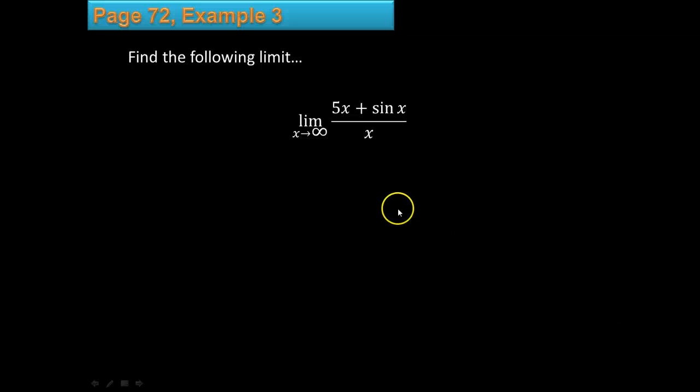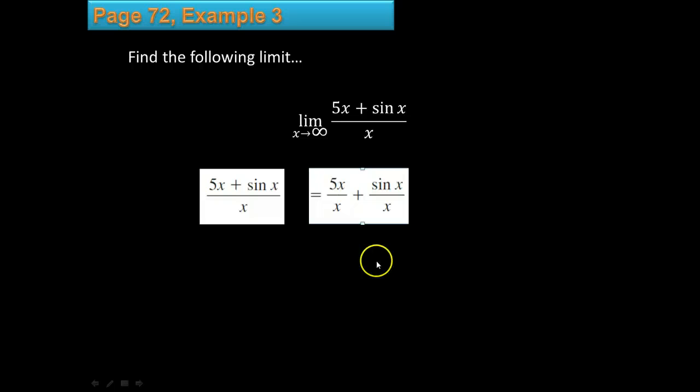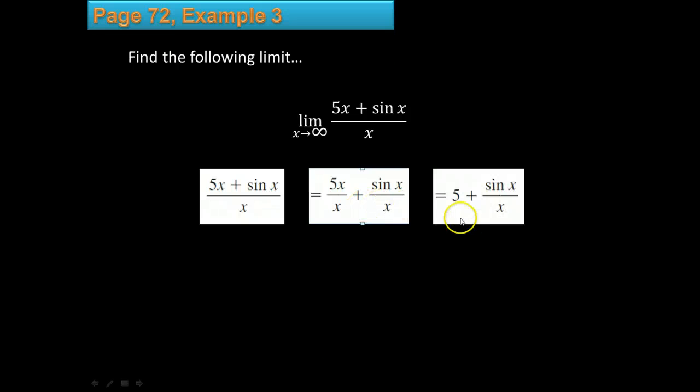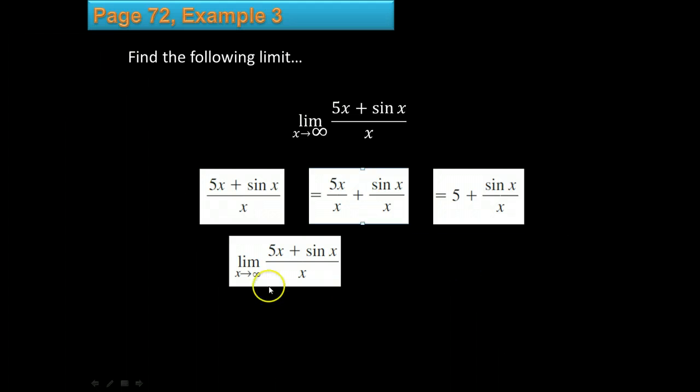Okay, so let's do some algebra here and see if we can figure out these limits. We're going to take the limit as x approaches infinity of (5x plus the sine of x) over x. We're going to take that function and break it up using some algebra, splitting it into two individual fractions, 5x divided by x plus the sine of x divided by x. Then we simplify into 5 plus the sine of x divided by x. So that is what we're going to be taking our limit of as x approaches infinity.